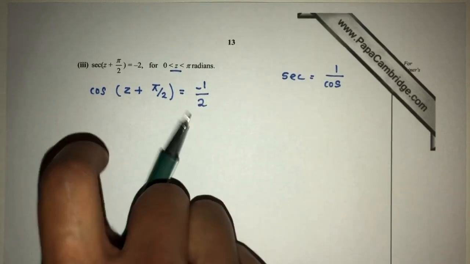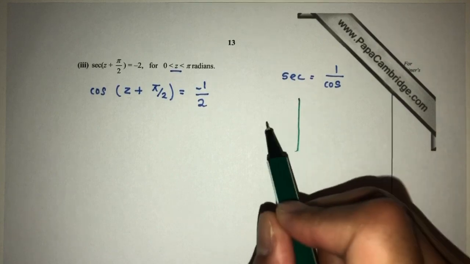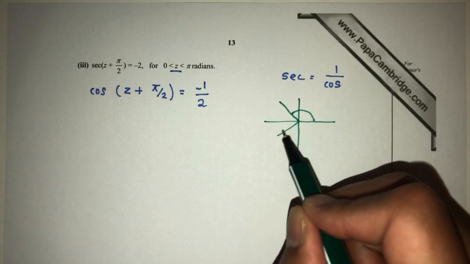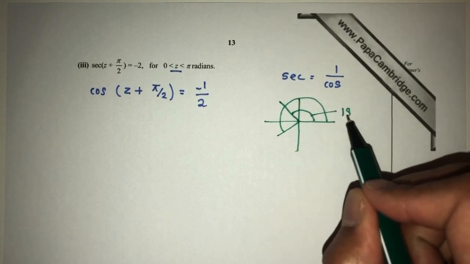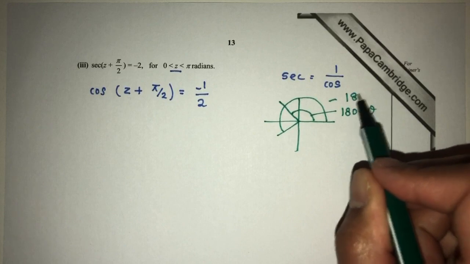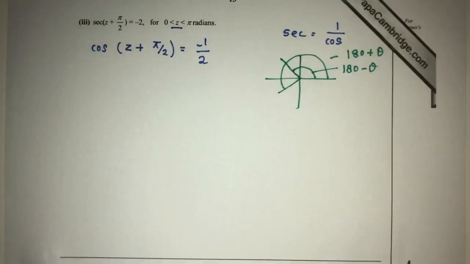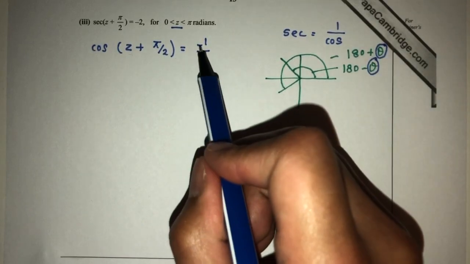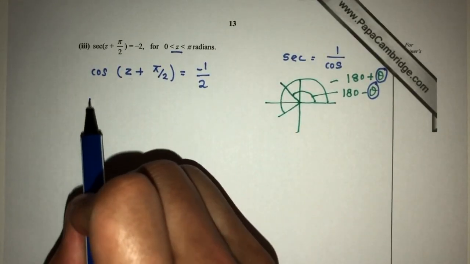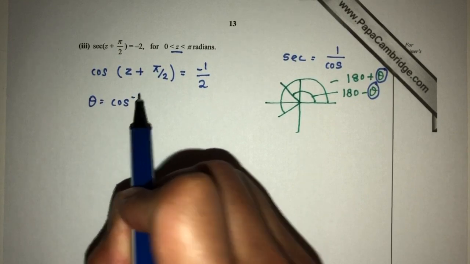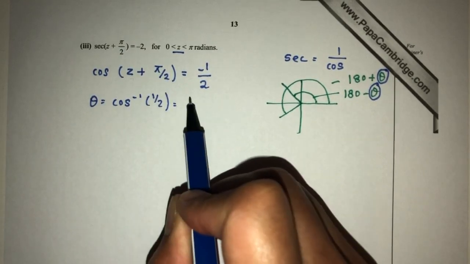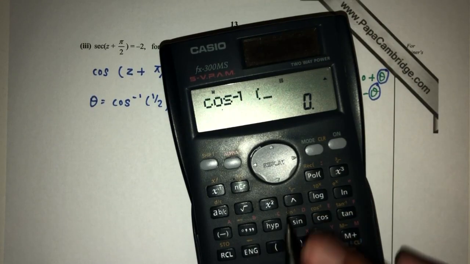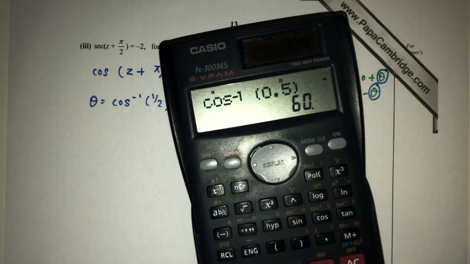Now, when cos is negative, you have to know it will be in this quadrant and in this quadrant. This will be 180 minus theta, and this is 180 plus theta. Okay, so we again have to go through the theta route because the value here is negative. So first step, let's find the value of theta. That will be cos inverse of the positive value, of 0.5, that will be 60 degrees.